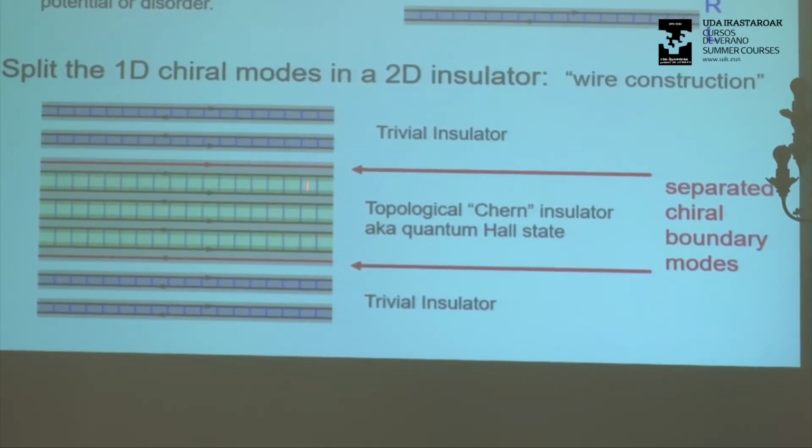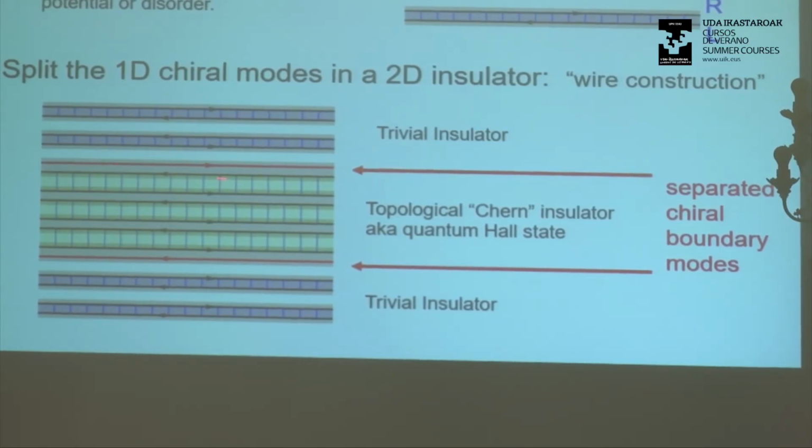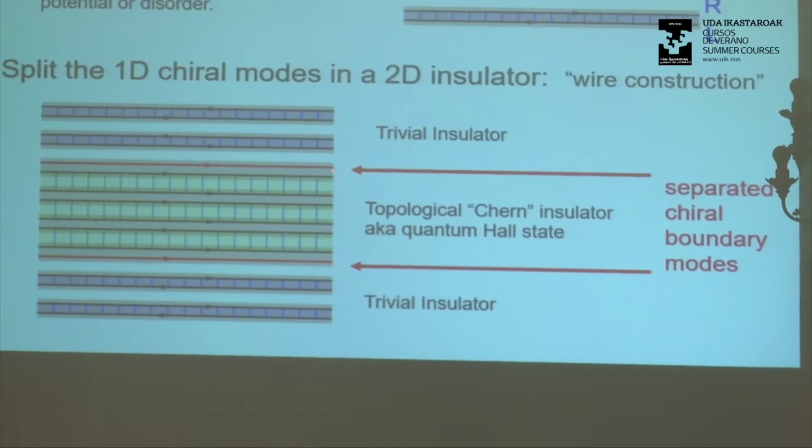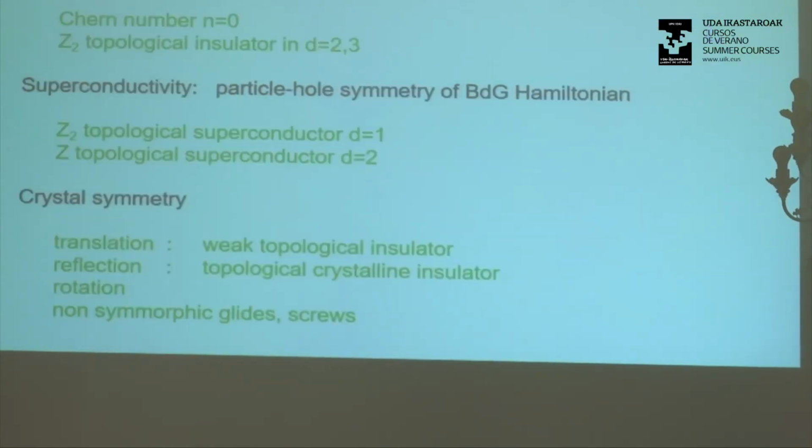I hope you can see that this picture looks like the same picture I drew for the Su-Schrieffer-Heeger model. It really is kind of the same. On the boundary between these two topological phases, one has these one-dimensional chiral edge states, which get left behind. So there's a sense in which it's all the same. We're doing the same thing.